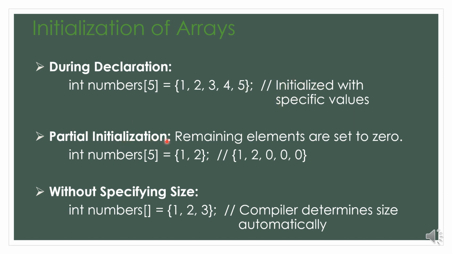Partial initialization. int numbers[5] equal to 1, 2. The size of the array is 5, but we only give the values 1, 2. So the remaining elements are set to 0 by default. Without specifying size: int numbers, here we didn't mention any size, but we give the 3 values 1, 2, 3. Here the compiler determines the size automatically. Here the size of the array is 3.